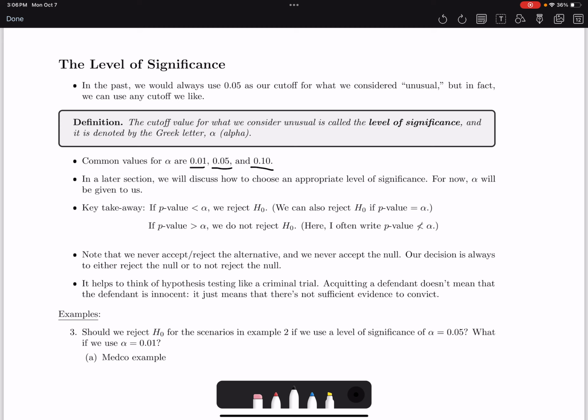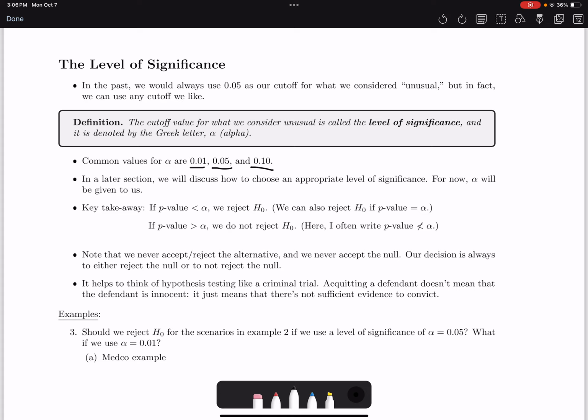And it's the same way in a hypothesis test. We use this terminology that we are not going to reject the null hypothesis, and that's not the same thing as saying the null hypothesis is true. It's just saying we don't have enough evidence to prove that it's false.